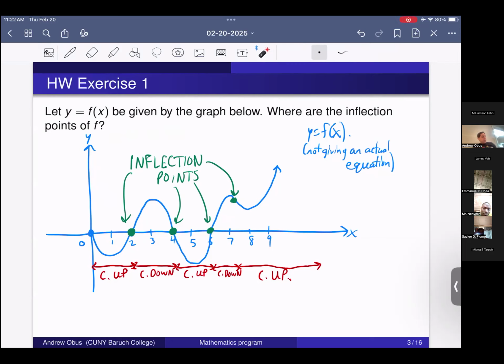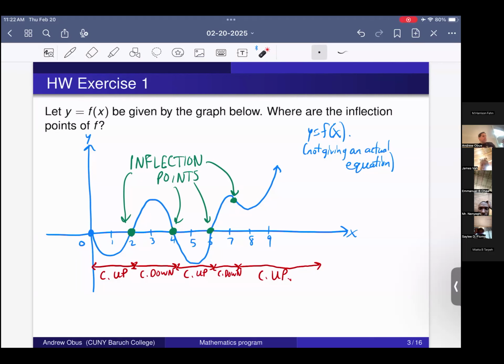An inflection point is anytime you go from concave up to concave down or from concave down to concave up. So if you want to say concave up to concave down, sure, that happens at 2 and 6, and concave down to concave up happens at 4 and a little bit after 7. So if you want to break them into those two families, you can. But the question didn't really ask for that. It just asked for all of the inflection points.